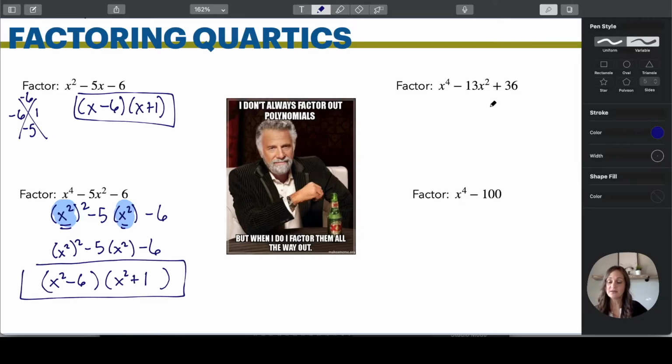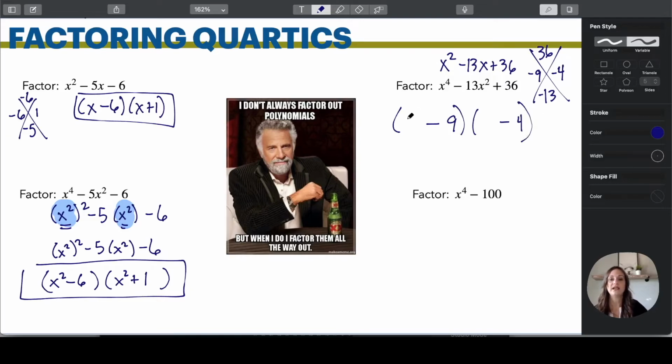So now let's try this one. Now, if you think of this again in terms of what we have seen in the past, which is x squared minus 13x plus 36. And if we do the big X, what multiplies to give you 36 but adds to give you negative 13? And the answer is negative 9 and negative 4. So we know that the two parentheses are going to be negative 9 and negative 4. Normally, it's just x minus 9, x minus 4.